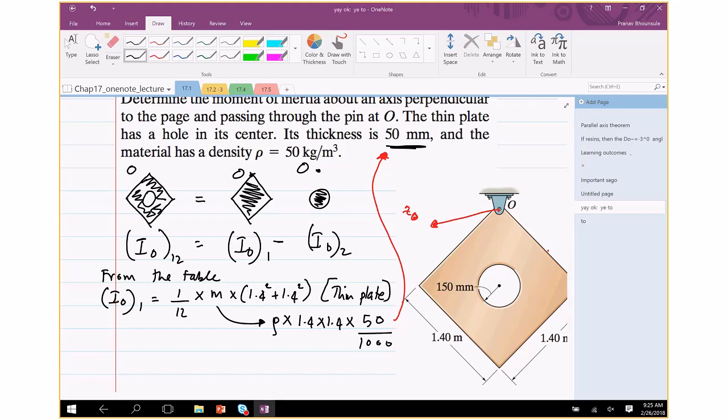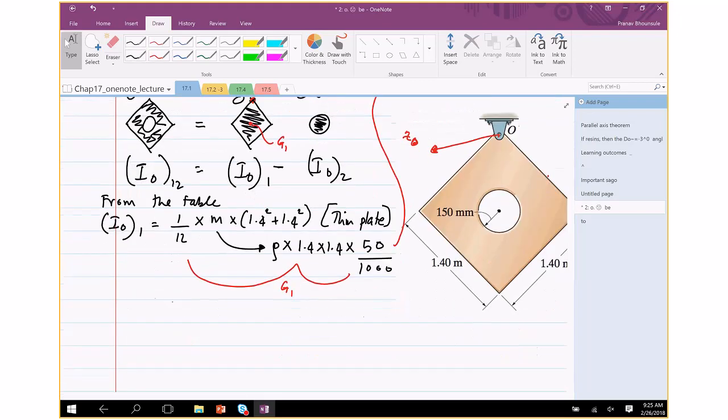Okay, so that gives me the inertia about the center of mass, or this point. I need to find the inertia about O. So for that, I need to use the parallel axis theorem. So it's going to be Ig plus mass times the distance from G to O.